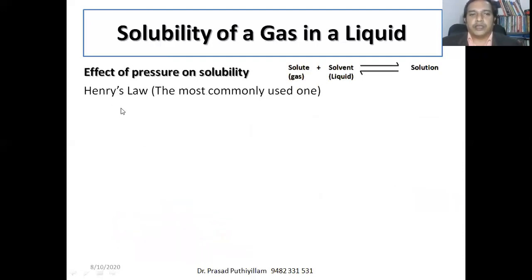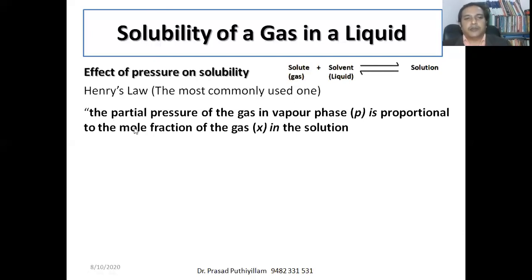Therefore, we can further modify Henry's law. We are not commonly using the same statement, that dissolution is directly proportional to pressure. That is not used as such, but it is the general case and easy to understand. For practical applications, for calculating some properties, the most commonly used form of Henry's law is this: the partial pressure of the gas in the vapor phase, which is represented by a small letter p in italics, is proportional to the mole fraction of the gas, which is represented as x in the solution.